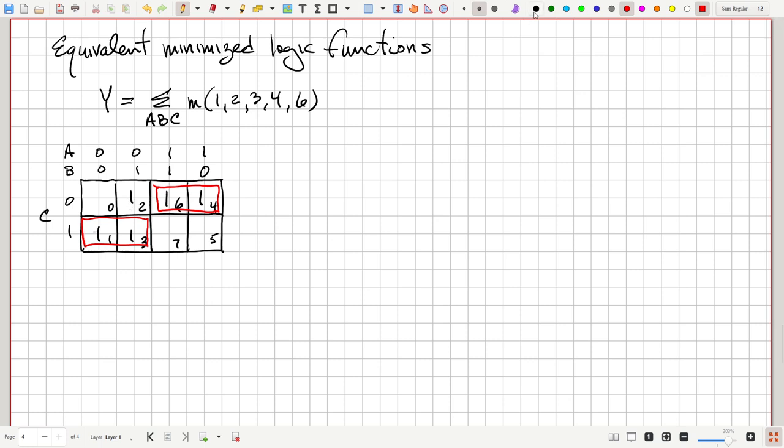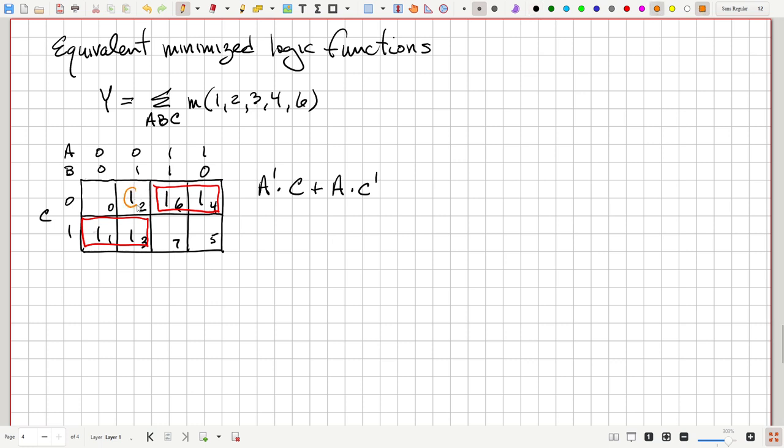Now, let's first write down those two contributions. So this block down here would be A is equal to 0, it's in the left two columns, and C is equal to 1, you're in the bottom row. So this is not A and C, and then or this is A is equal to 1, the right two columns, and the top row, which is C is equal to 0. So that would be A and not C.